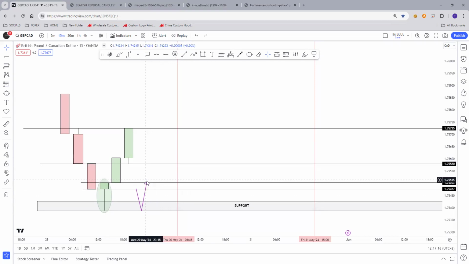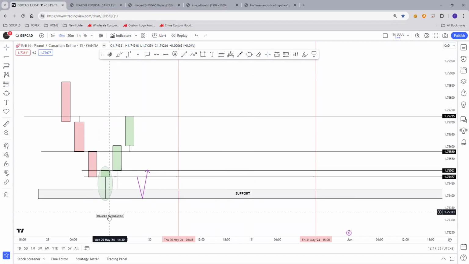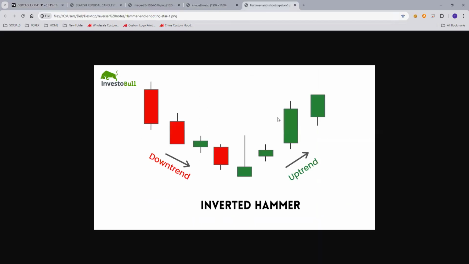Let us continue to the next candlestick. Okay. Now, what did we say this candlestick was? This was a hammer candlestick. So let's just put that there. Hammer candlestick. Hope you guys are enjoying this video so far, and I hope it's making sense for a lot of you guys. All right. Next candlestick that we're going to look at is an inverse hammer or inverted hammer.